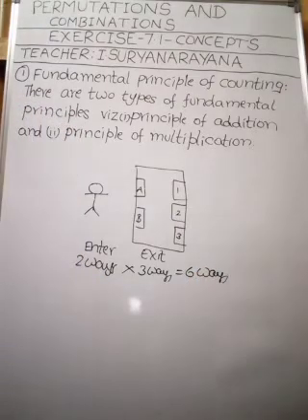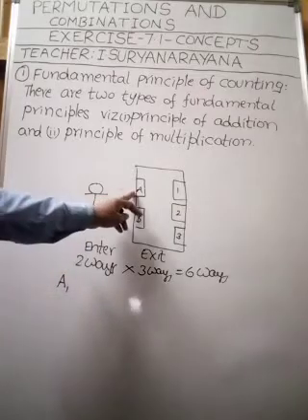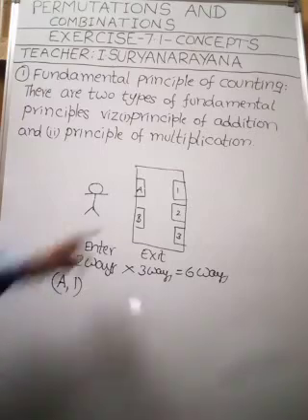not 5 ways. Don't be confused here, my dear children. I will write in how many ways. Suppose he entered the room through door A. Okay, my dear children. And he exits from door 1.